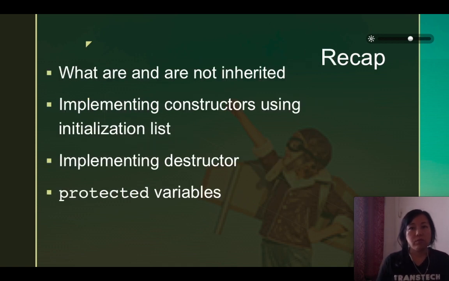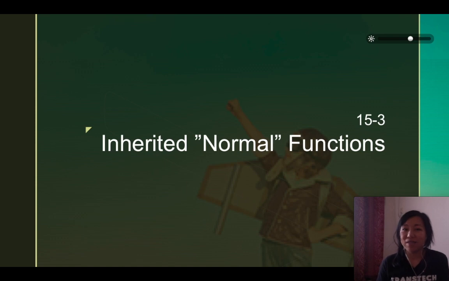So to recap what we talked about in this video, we talked about what is and is not inherited. We talked about how to implement constructors using an initialization list. We discussed implementing destructors, and then we also talked about the new keyword protected, and what protected member variables are. In the next video, we can finally look at the normal functions that are inherited, and talk a little bit more about the details of how to use them and so on.